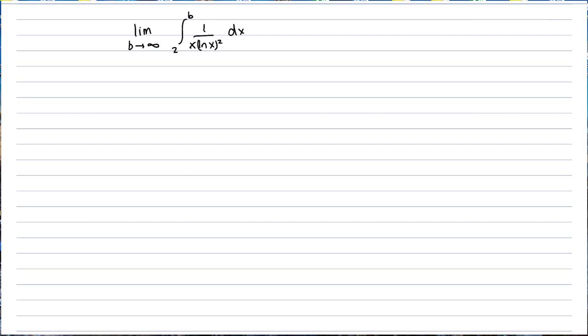Now for integrating this, I can see that I have a pretty obvious u substitution. My u is ln x, my du is 1 over x dx. So I can rewrite this integral as 2 to b u to the negative 2 du. And just being careful that if we're going to do a u substitution, we also have to change our limits. So not to get too hasty, we'd be going from ln 2 to ln b.